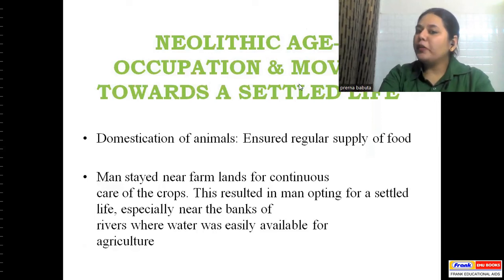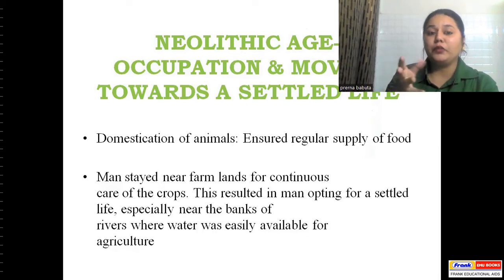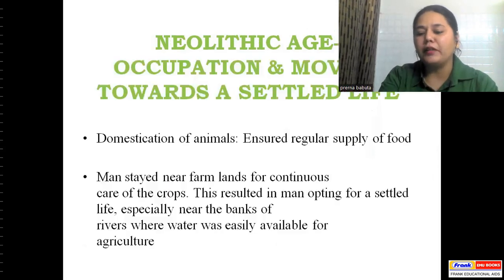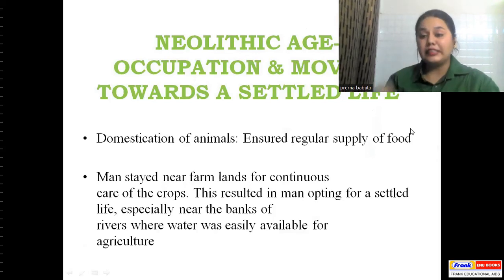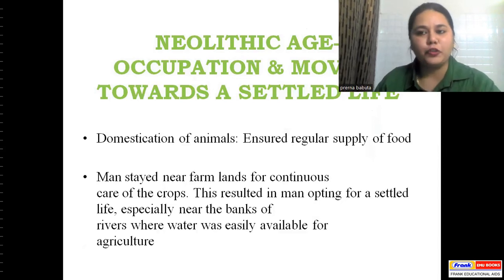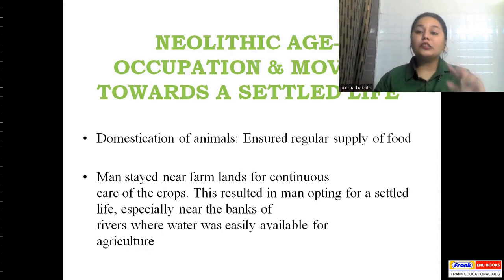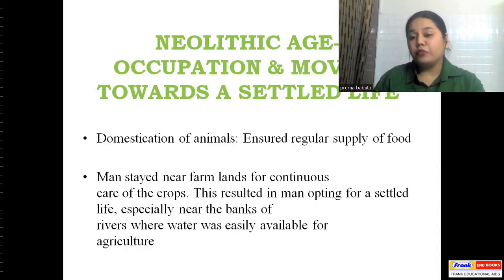Now, Neolithic age, occupation and moving towards settled life. We already discussed that agriculture was one of the main occupations, along with domestication of animals. Domestication of animals is something which is done by many people in rural areas till date. You keep an animal and whatever product that animal can give you, you use it for consumption. But in today's world, a lot of people use it for selling as well. So the man of the Neolithic age started domestication of animals for products like meat, eggs, and milk, all these food items.